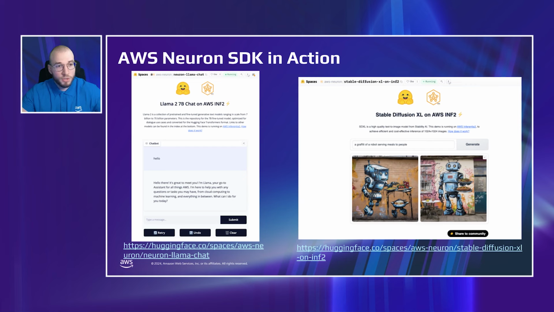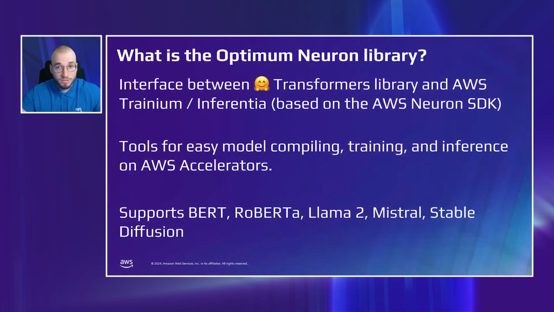With Llama, you can chat, for example, asking questions about AWS and how Inferentia works, and with Stable Diffusion, you can generate images, for example, of a graffiti of a robot serving meals to people. Looks super cool, right? All of the demos are built with Gradio and Optimum Neuron. Optimum Neuron is the interface between Hugging Face Transformers and AWS Inferentia and Trainium. Optimum Neuron is built on top of the AWS Neuron SDK, giving you the Transformers experience you might know from GPUs, but for Inferentia and Trainium.